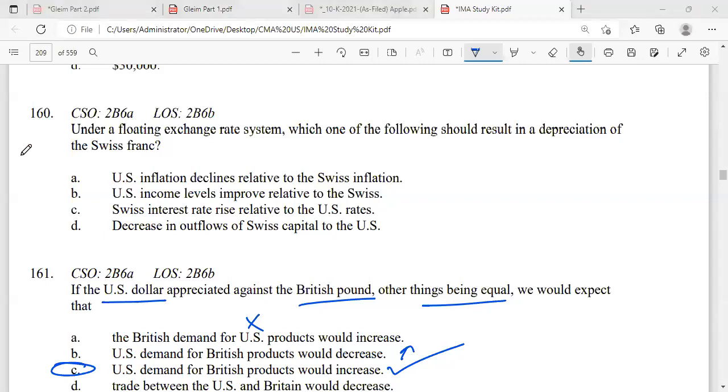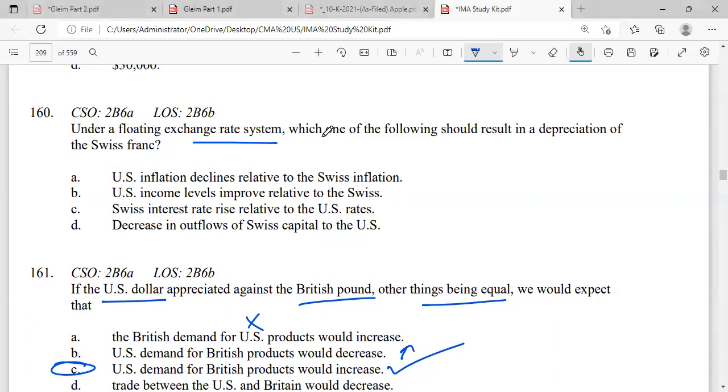Okay, now, under a floating exchange rate system, which one of the following should result in a depreciation of the Swiss franc? Now, first of all, what exchange system are you using here? Floating exchange rate system. Which one of the following should result in a depreciation of the Swiss franc? Tell me. I'm giving you the option to say the answer.